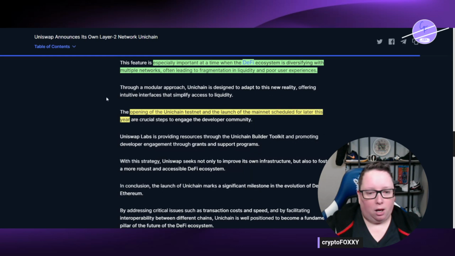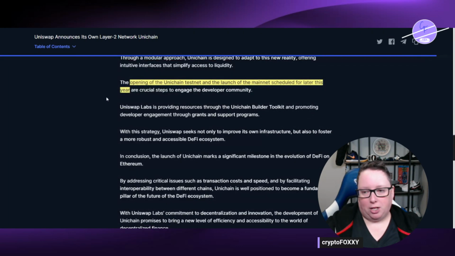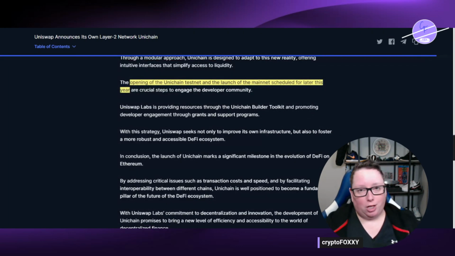They are opening the Unichain testnet, with the launch of mainnet scheduled for later this year. This is really exciting. I'm really excited for this because, like I said, Uniswap presents a ton of different problems, and it's not something they can really fix without doing something like this. With Unichain, it's going to be a heck of a lot easier. I am definitely for lowering transaction fees, lowering gas fees and things like that. So hopefully this will take care of some of those issues that we are facing, making things more accessible and more cost efficient. So that's what I got for you guys in this video.